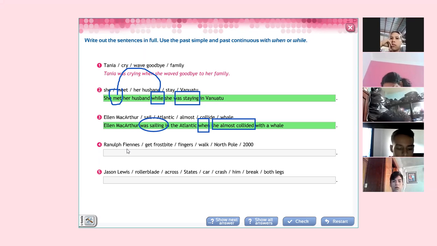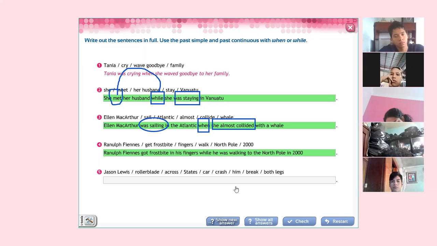Vamos. Number 4. Ranulph Fiennes got frostbite in his fingers while he was walking to the North Pole in 2000. Very good, okay? Remember, we said while, and we connect with the continuous form. And obviously, what is before, in this case, you're going to use got. Continue with number 5, Jose.